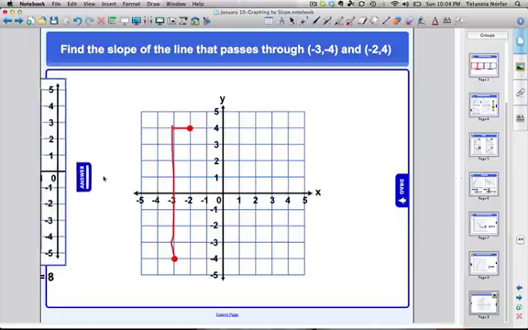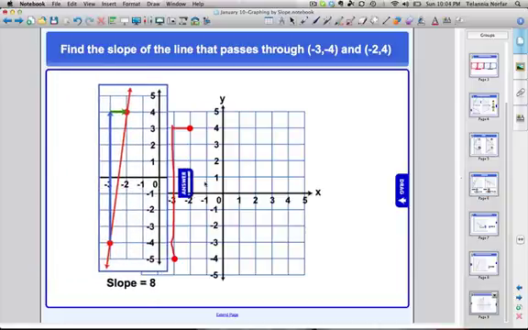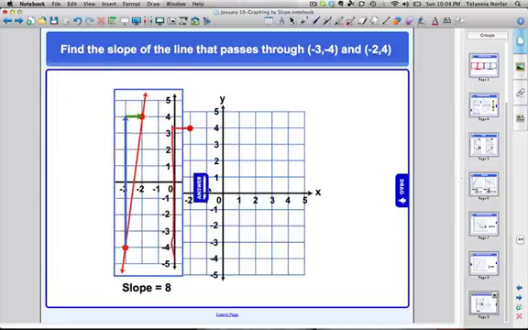Okay, let's look. You got it. The slope was 8.